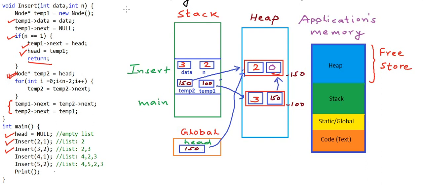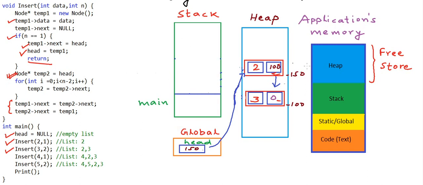Oops, no, temp2.next is 0 only, so even after reset this will be 0. And now we are setting temp2.next as temp1, so we are building this link. And now this call to insert will finish, so we go back to the main method. So this is how things will happen for other calls also.